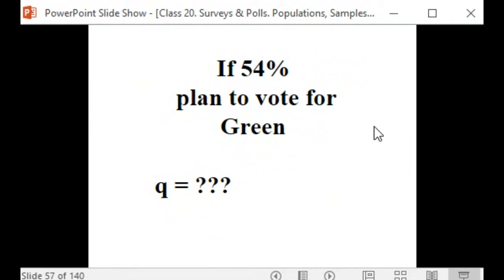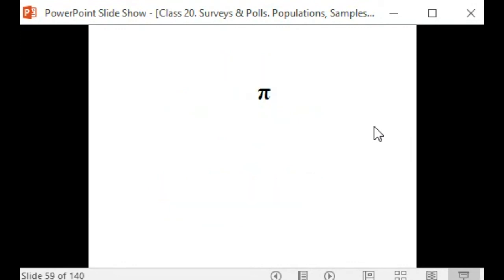So I'm going to give everybody a chance to think a minute. If 54% of the voters in the sample plan to vote for Green, what is Q equal to? Got it? Okay. If 54% plan to vote for Green, then the other 46% must not plan to vote for her. That's Q. Q is 46%. With Bernoulli variables, Q is always equal to 1 minus P. Now, in this case, we're using percentages instead of proportions, so Q is equal to 100% minus P.